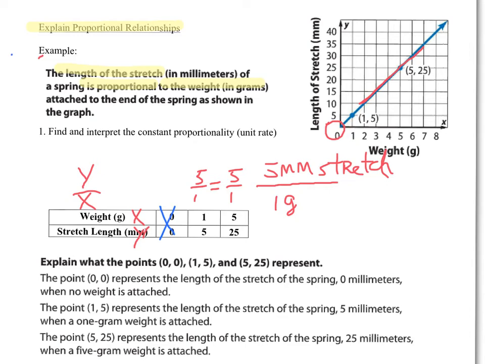Now let's explain the points that are present on the graph. First, the point (0, 0). This represents the length of stretch of the spring, which is 0 millimeters, when there is no weight at all attached. That makes sense. The point (1, 5) says that for every 1 gram of weight, the spring will stretch 5 millimeters. And the point (5, 25) says that for every 5 grams of weight placed on the spring, it will stretch 25 millimeters.